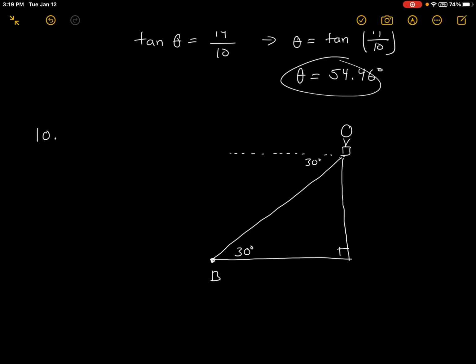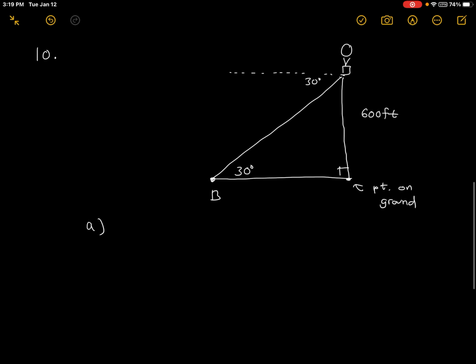So the question is, how far is the person from the point on the ground below the hot air balloon? The hot air balloon right here is 600 feet, and you want to find the distance from point B to this point on the ground. This would be the quote-unquote point on the ground. Once you have the picture, you basically have a right triangle, and you're applying your right triangle trigonometry.